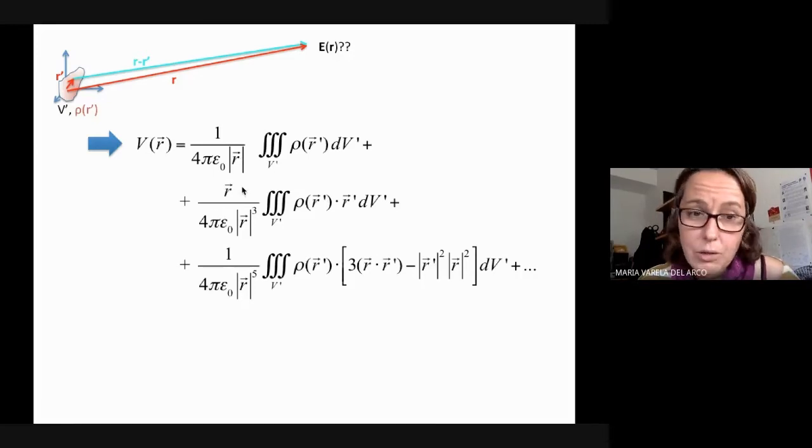And I'm actually doing it. So I have here my r over the modulus of r to the cube, and then whatever stays in the integral is the rho, the charge density, which is a function of r prime, and of course times r prime, differential volume.